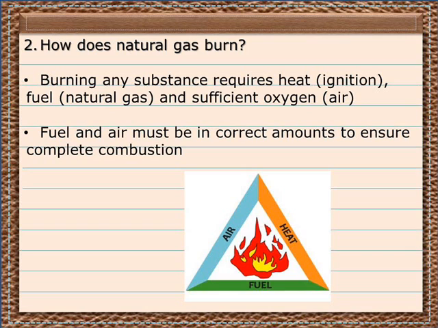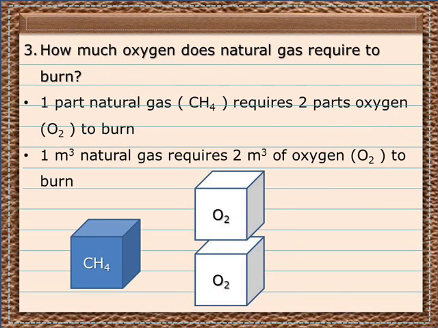How does natural gas burn? For any substance to burn, which includes natural gas, it requires three things. It requires heat or an ignition source, it requires the fuel, in our case natural gas, and it needs sufficient oxygen to complete the process. For any substance to burn, including natural gas, it requires the correct amounts. For instance, if we had 100% gas within a room and we tried to light a match within that room, the gas would not ignite because 100% gas will not burn, and also it does not have any oxygen within the atmosphere.